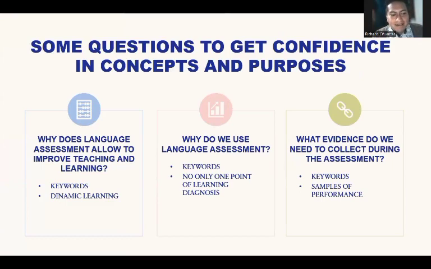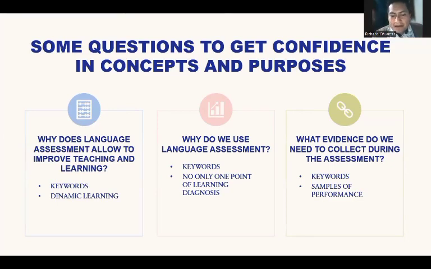The first one is: why does language assessment allow us to improve teaching and learning? Because each language assessment is another practice of English, of the speaking. If I say, "John, please, what was the main idea of my presentation? What do you think about it?" It's just to rehearse what I did in my class, and it helps me a lot. It provides me dynamic learning because it's more entertaining to speak than just writing.